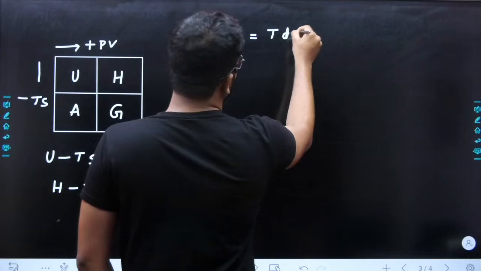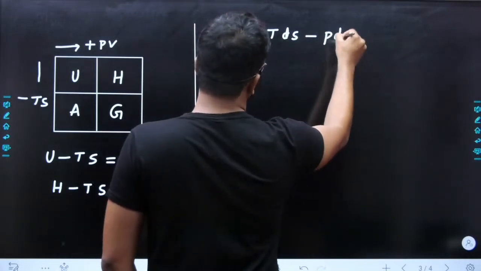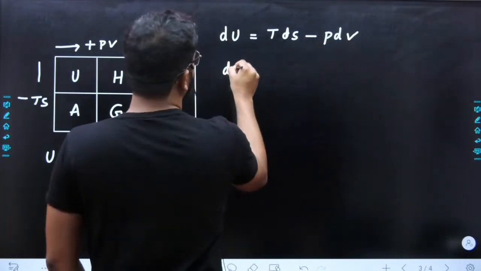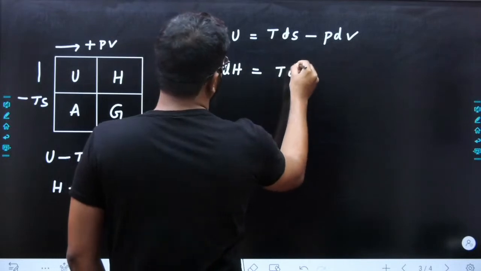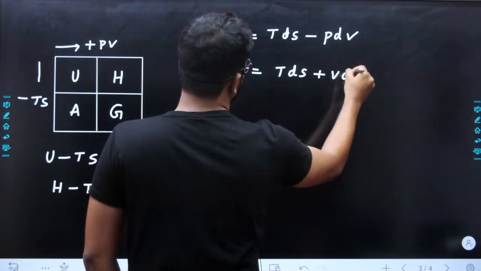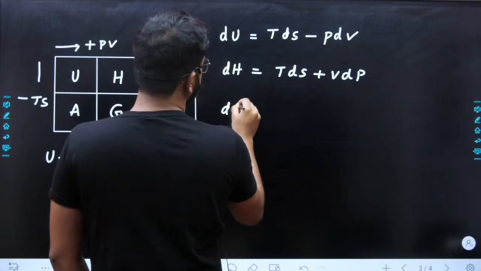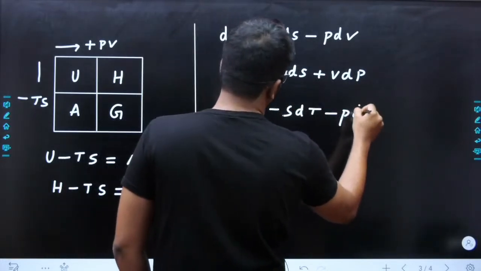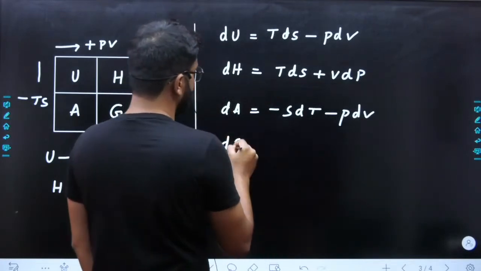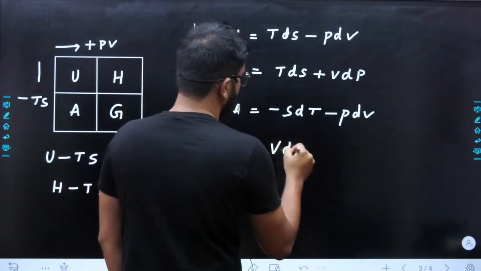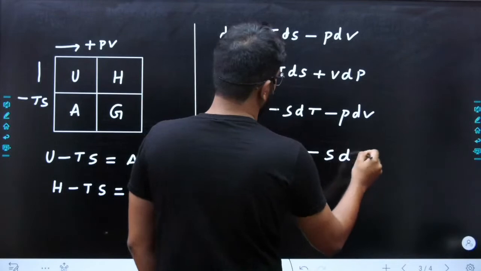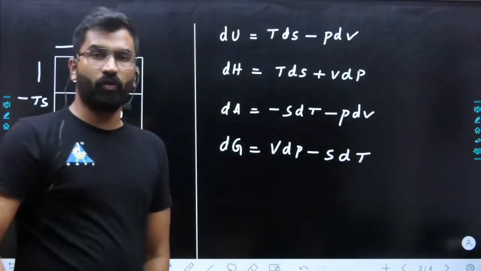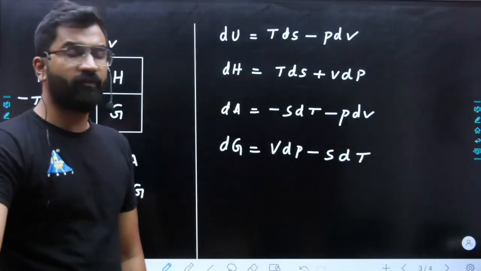dU is fundamental property relations. dU is equal to TdS minus PdV. dH is equal to TdS plus VdP. dA is equal to minus SdT minus PdV. And dG is equal to VdP minus SdT. सो ये होगा आपका स्टार्टिंग 4 इक्वेशंस है ना, ये आपके स्टार्टिंग 4 इक्वेशंस हैं.